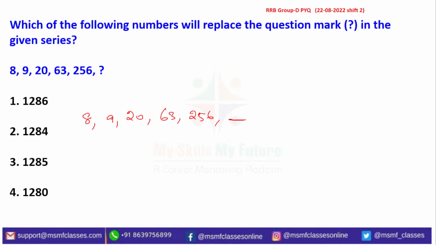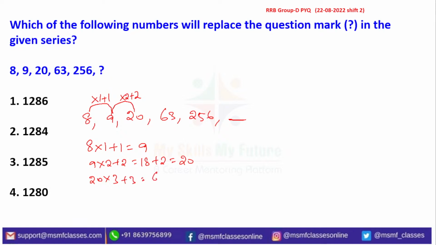So here the logic is 8 into 1 plus 1, we get 9. Next, 9 into 2 plus 2: 9 twos are 18, plus 2, we get 20. Then 20 into 3 plus 3: 20 into 3 is 60, plus 3, we get 63.